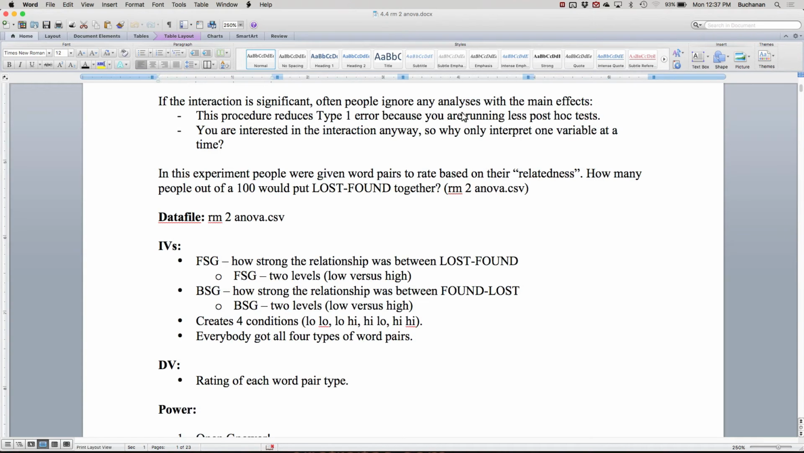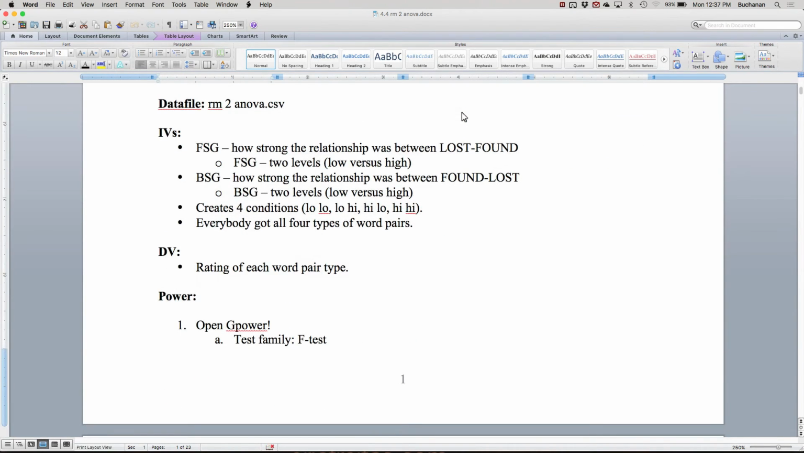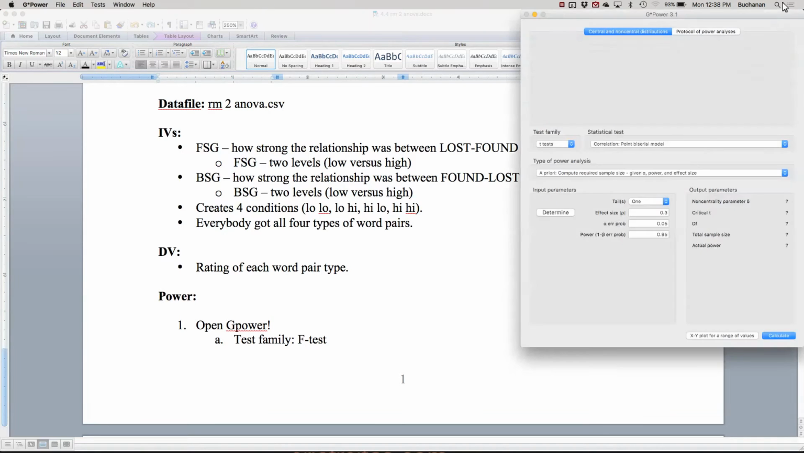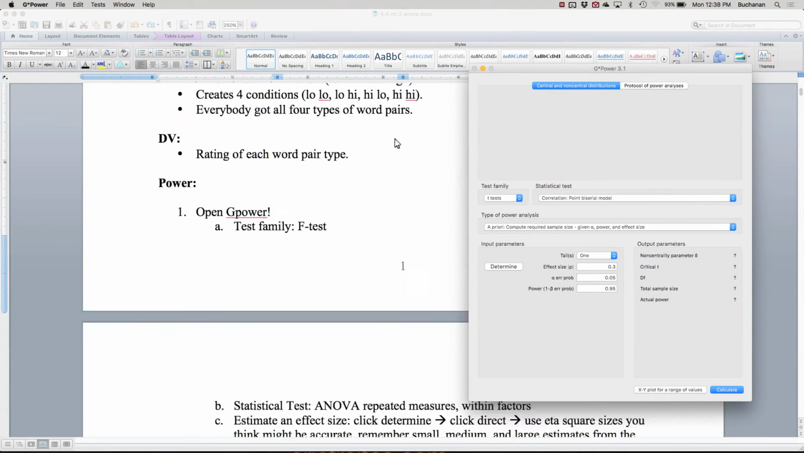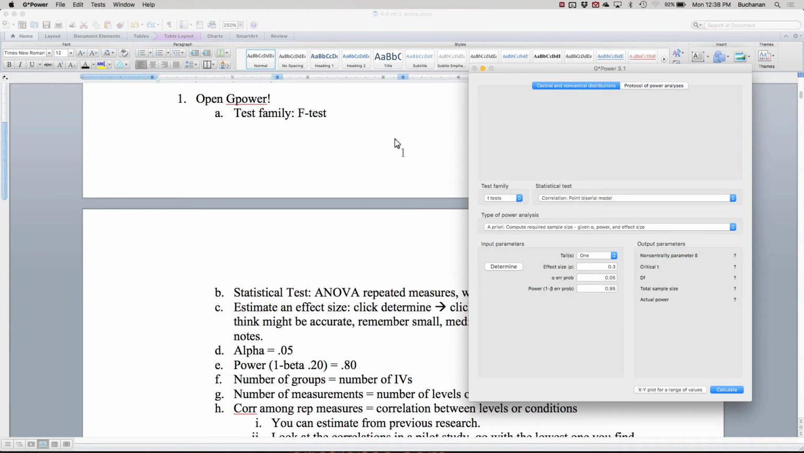Okay, so I kind of explained the study here, but we've got 4 conditions to make this simple, and 2 IVs, FSG and BSG, and they rated each word pair type. So we're trying to look at the structure for memory. That's what's going on. Now, power, my God, it's so tiny. It's so tiny. Power for repeated measures ANOVA, singles or doubles, is the same.